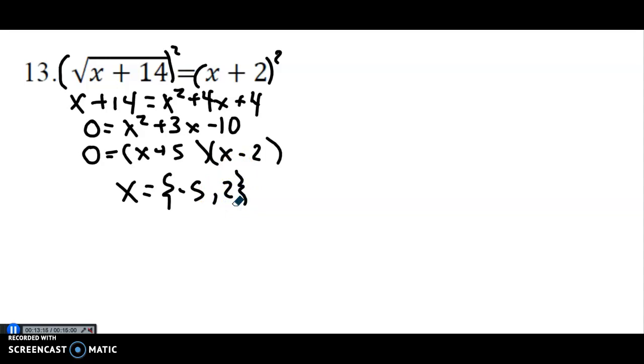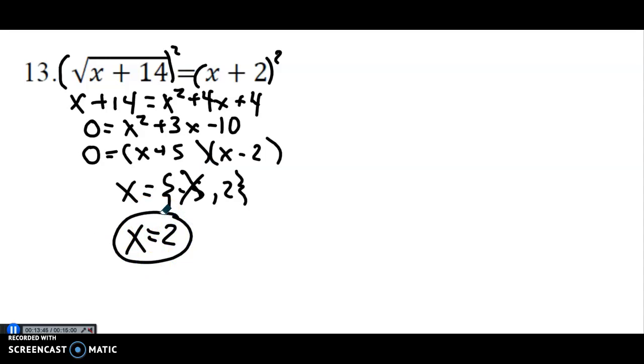So if I do put in negative 5, negative 5 plus 14 is 9. Square root of 9 is 3. Other side, negative 5 plus 2 is negative 3. Negative 5 does not work. That is an extraneous solution. If I plug in 2, 2 plus 14 is 16. Square root of 16 is 4. 2 plus 2 on the other side is 4. 2 works. 2 is the answer to the problem.